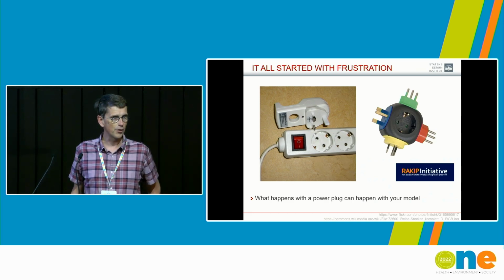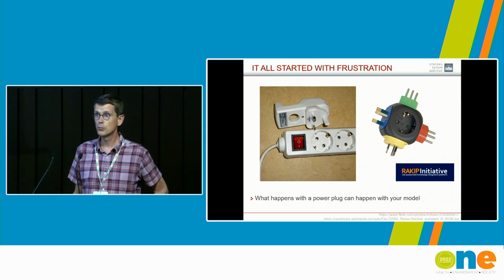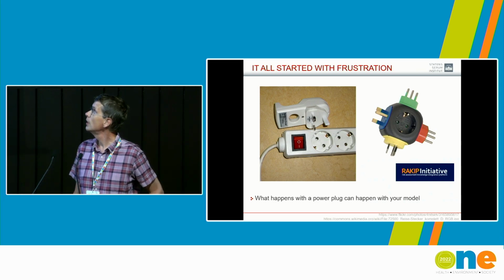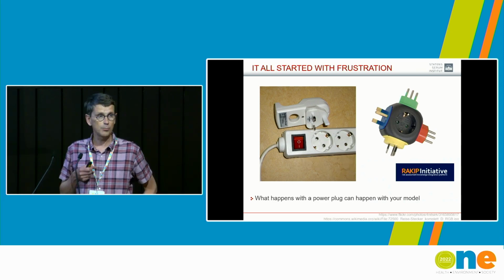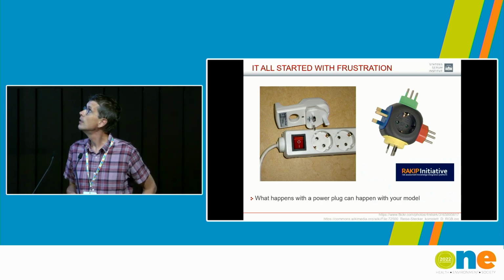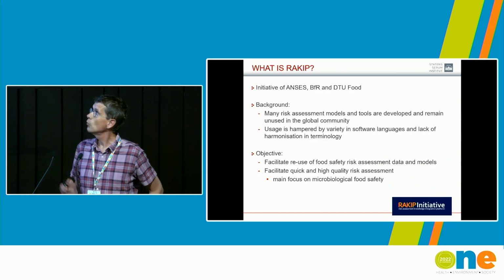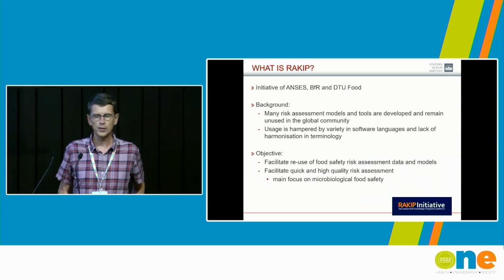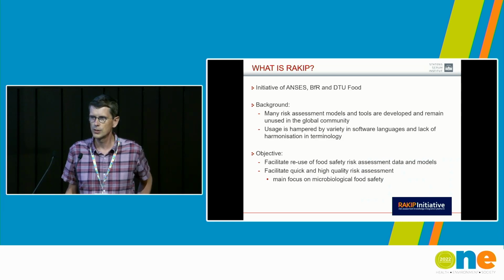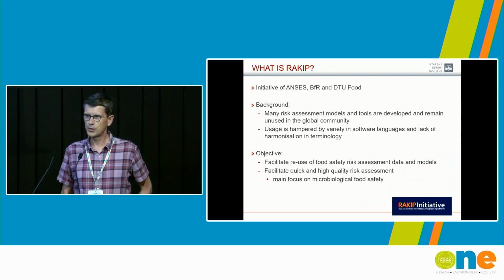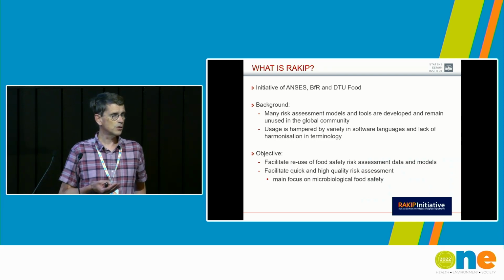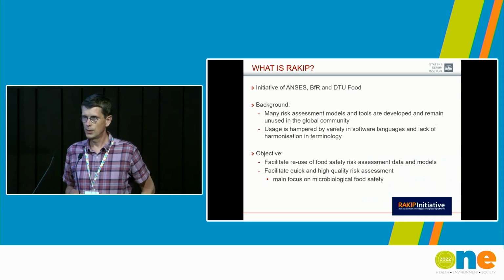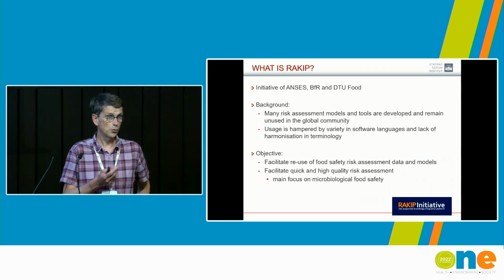We have to come up with something that translates different models, translates different tools, and for that purpose we have the RAKIP initiative. So, what is RAKIP? Well, RAKIP started as an initiative between 3 institutes, ANSES, BfR, and DTU Food from Denmark. By that time, I was at DTU Food. We dealt with this struggle that, well, there are many risk assessment models available. They are developed, but they are not used.